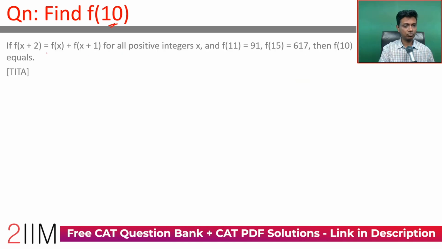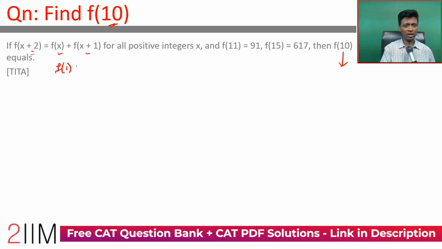Find f of 10. f of x plus 2 is f of x plus f of x plus 1, for all positive integers x. f of 11 is 91. f of 15 is 617. We need to find f of 10. f of x plus 2 is f of x plus f of x plus 1.